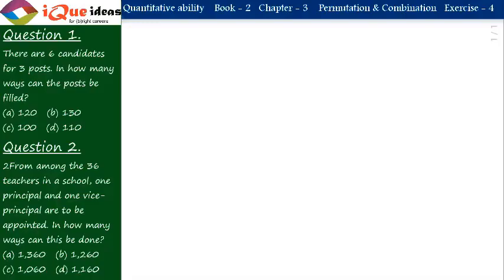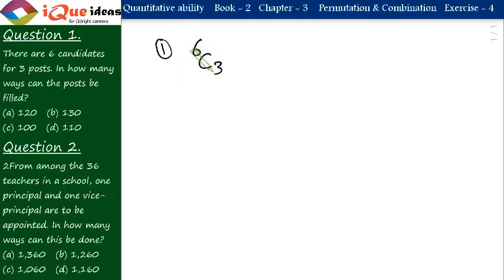Now let's take questions from the exercise of permutation combination. The first question, simple one. It says there are 6 candidates for 3 posts. In how many ways can the posts be filled? Very simple. First, there are only 3 posts, but there are 6 candidates. So select 3 candidates out of the 6 candidates.